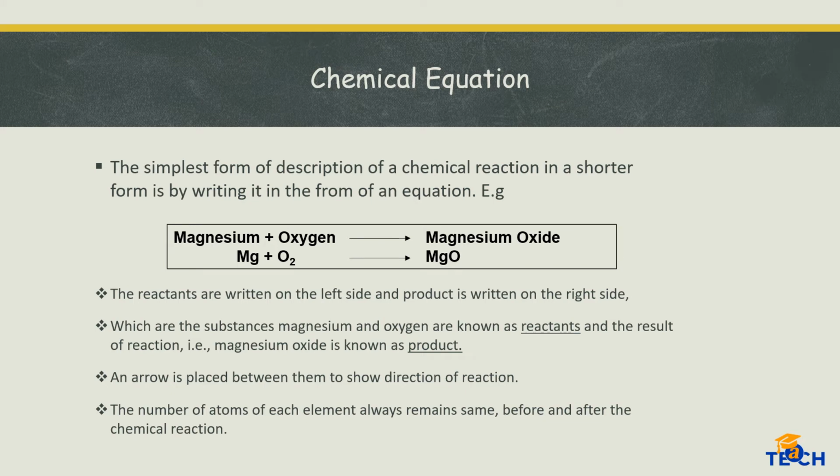The simplest form of description of a chemical reaction in a shorter form is by writing it in the form of an equation. For example, magnesium plus oxygen is equal to magnesium oxide: Mg plus O2 equals MgO. The reactants are written on the left side and the product is written on the right side. Magnesium and oxygen are known as reactants, and the result of the reaction, magnesium oxide, is known as the product. An arrow is placed between them to show the direction of the reaction. The number of atoms of each element always remains the same before and after the chemical reaction.